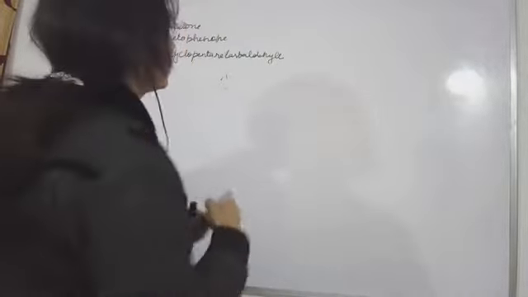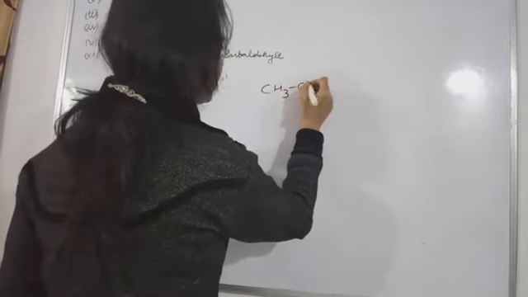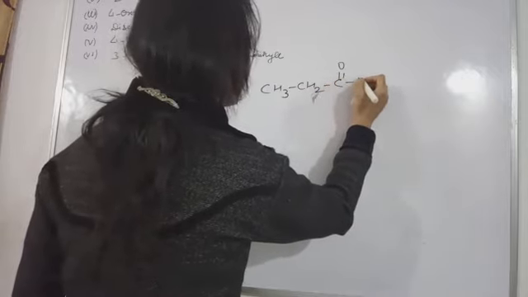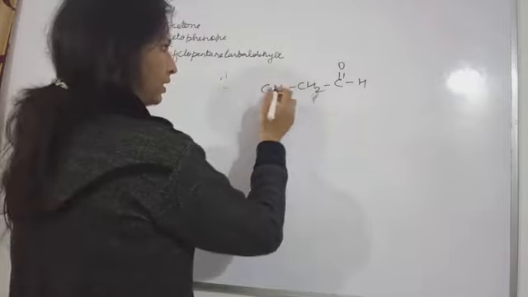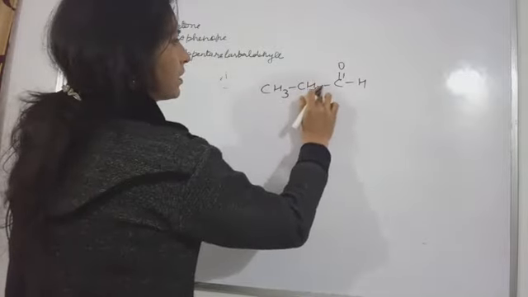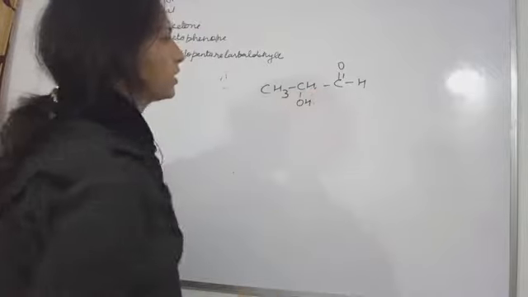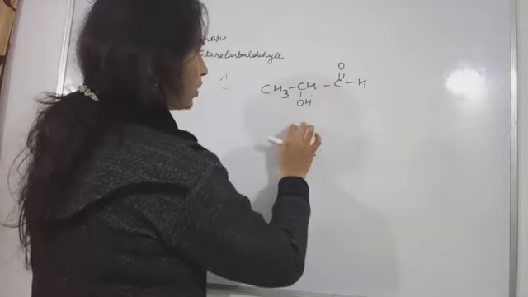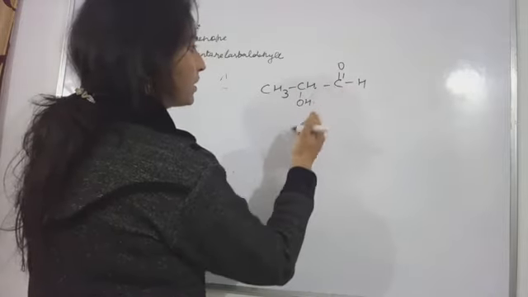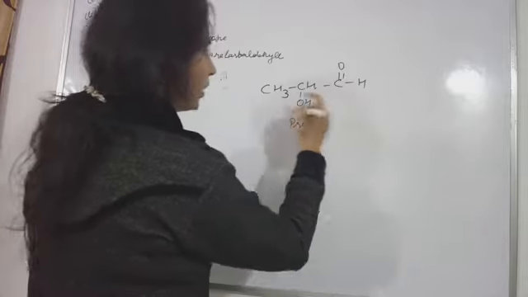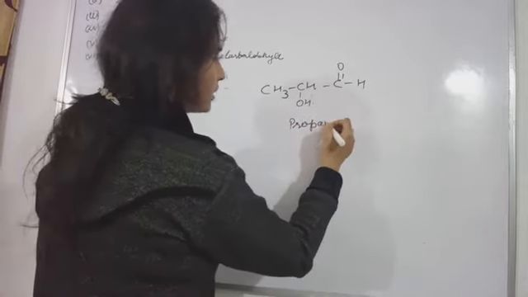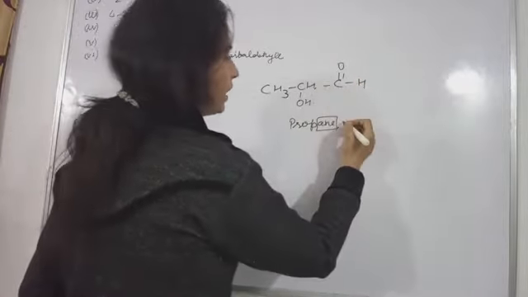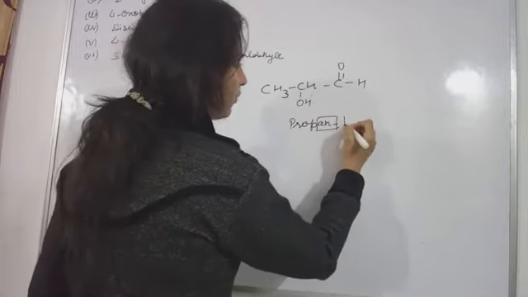See here, if you are having this compound CH3, then CH2, this is C double bond O and H, and this is containing OH. Suppose this compound you are asked to name, what name are you going to write for this compound? 1, 2, 3 carbons are present, so prop will be the word root, and ane will be the primary suffix. And the secondary suffix will be propane, then 1 al.